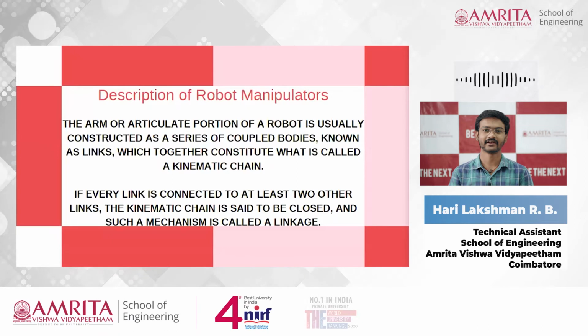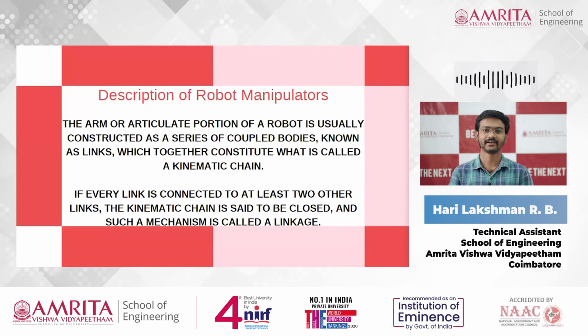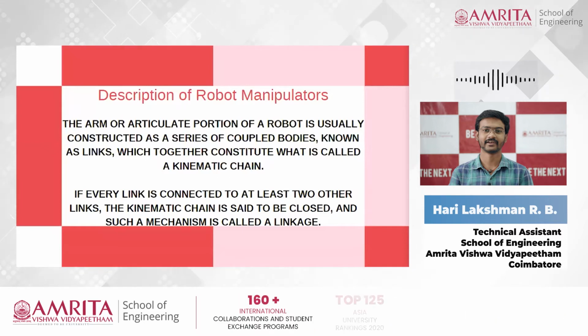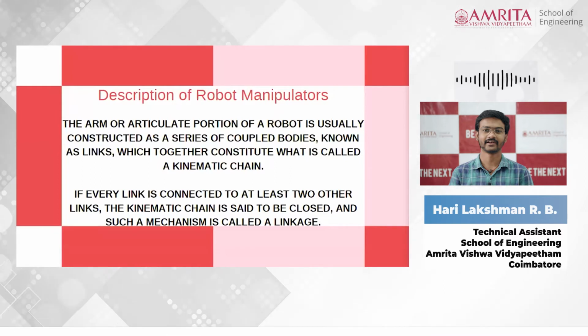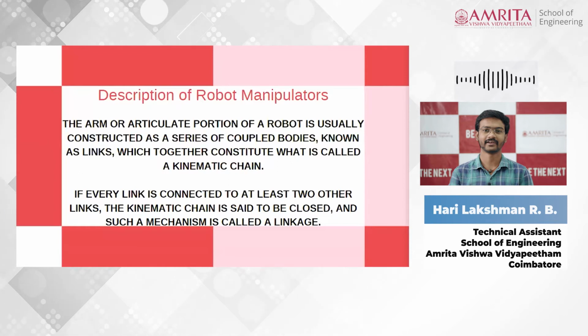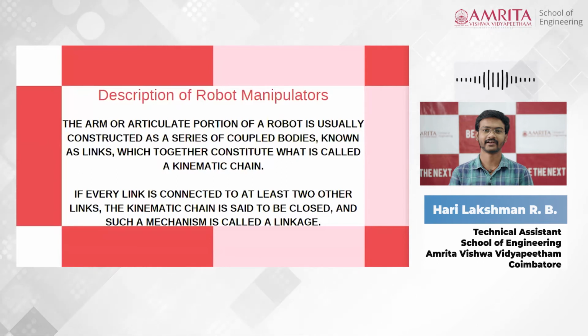So if every link is connected to at least two other links, the kinematic chain is said to be a closed chain, and such a mechanism is called a linkage. The second problem in the last session is an example of a linkage. It is a closed system and there isn't any prismatic joint, only revolute joints. I hope you could remember that. That's how the closed chain looks, and it is called a linkage.